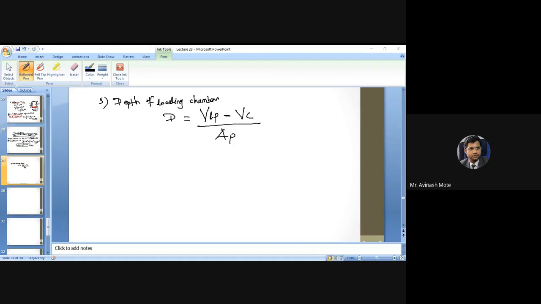Now if you see this, we know the volume of loose powder, we know the projected area, but we want the volume of chamber, the volume of the chamber for the mold. So let's calculate it.